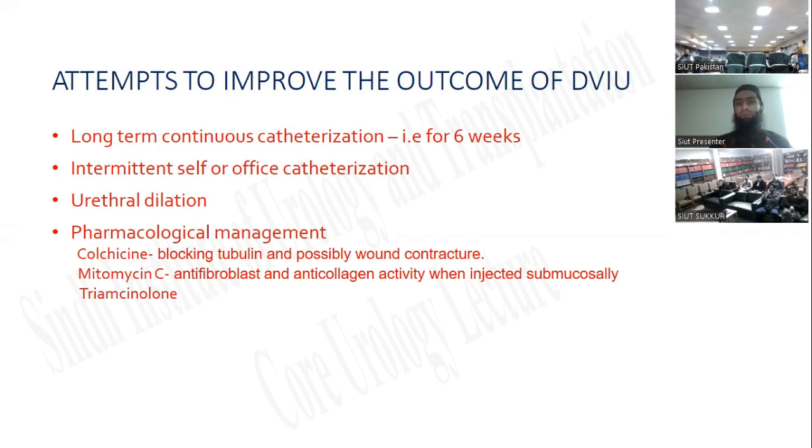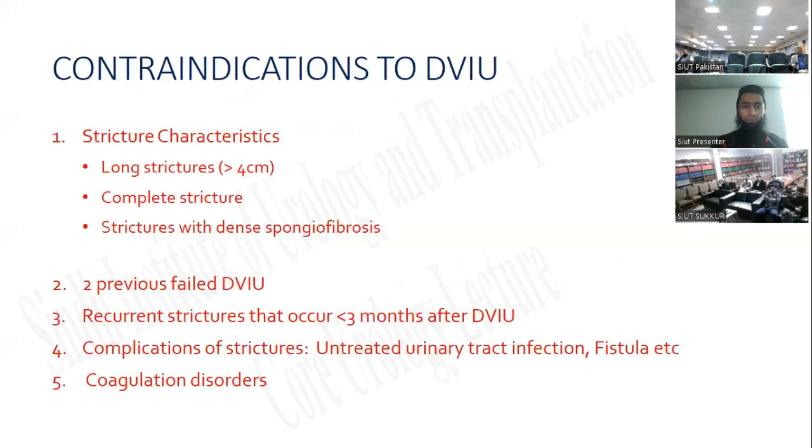Okay, what are the attempts to improve the outcome of DVIU? Long-term continuous CIC, intermittent self or office catheterization, frequent urethral dilatation, or some pharmacological management: colchicine or mitomycin. These are anti-proliferative medicines which can be injected during the DVIU, just beneath the urethra, to prevent the further progression of the fibrosis.